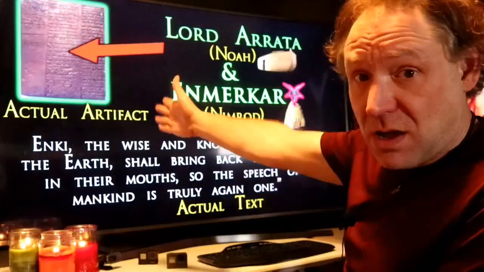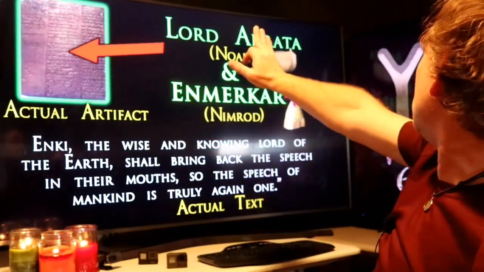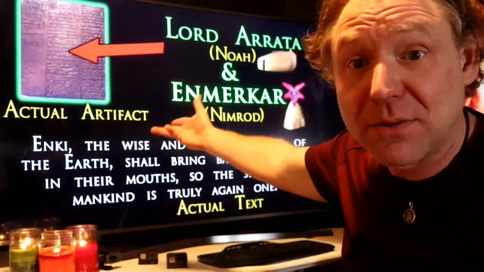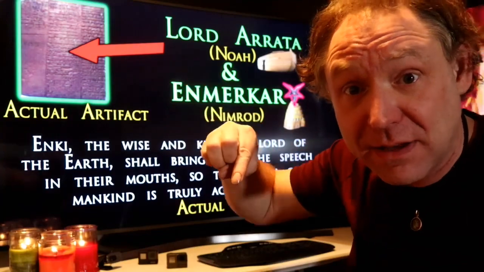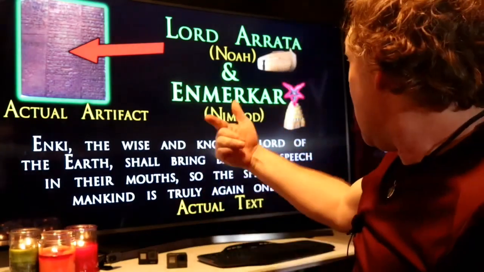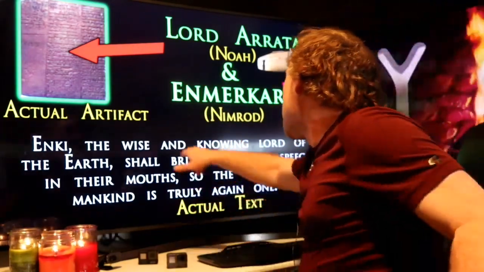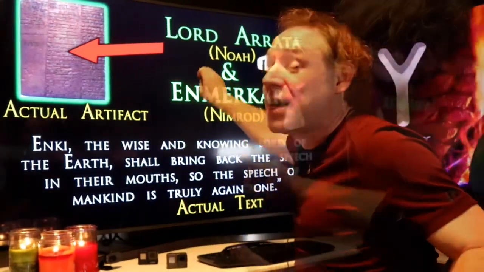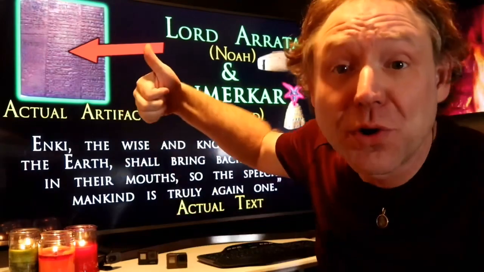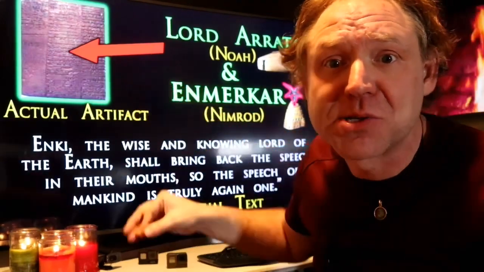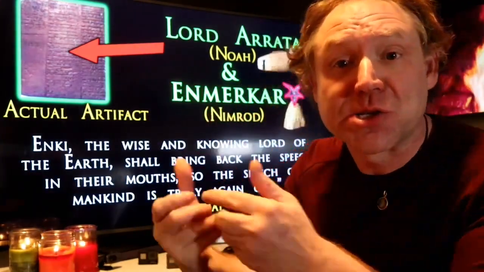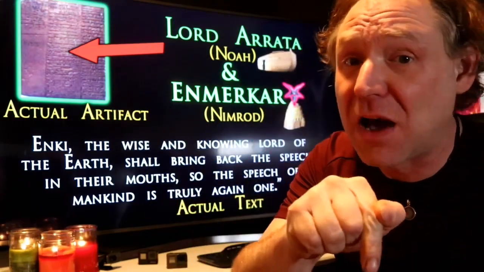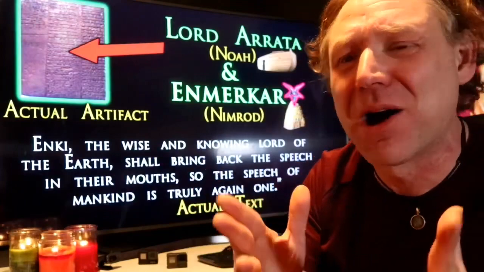Let me show you. Well, right here on this document, Lord Arata, that stands for Mount Ararat, where the boat that saved all mankind is said to have landed, is having issues with Enmerkar, or the biblical Nimrod, who's having trouble getting Lord Arata, who lives up in the mountains, to give offerings to his pagan gods in support of his newly building tower project. This is one of your oldest documents on the planet.